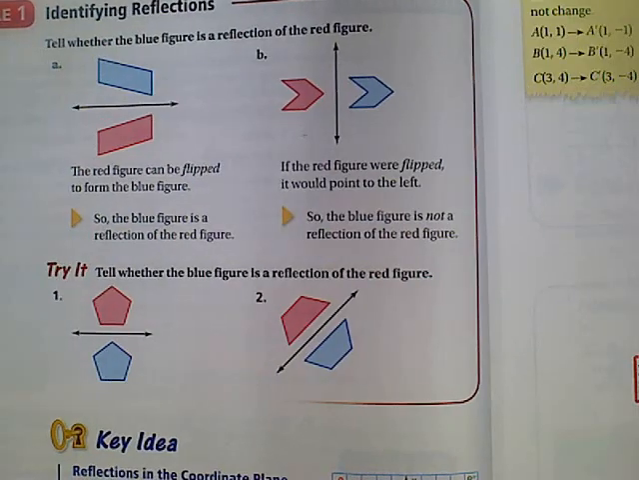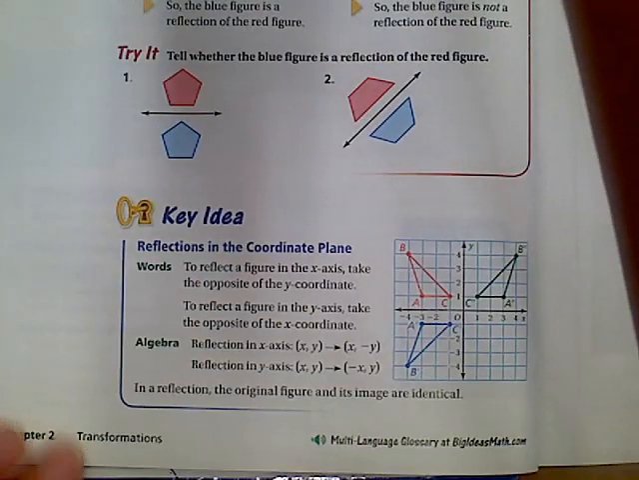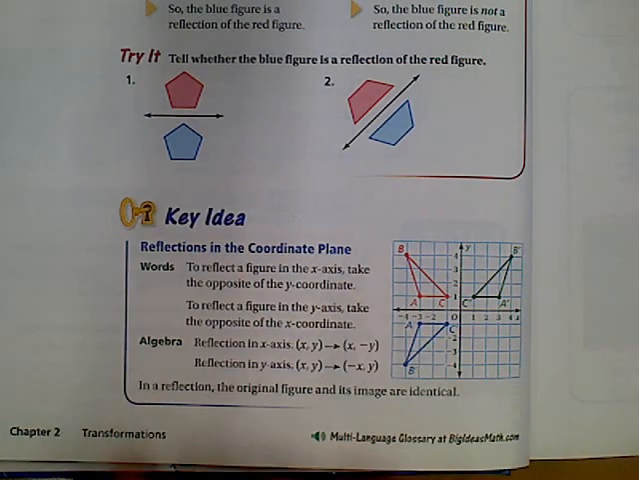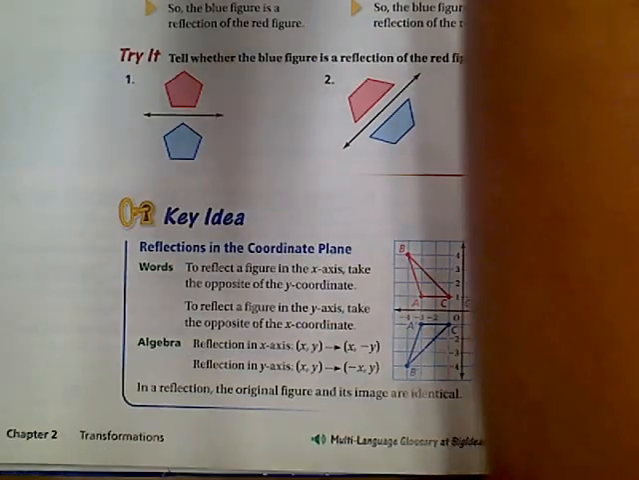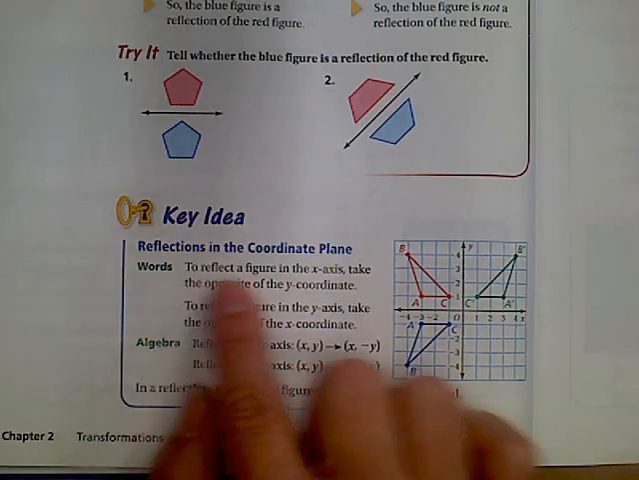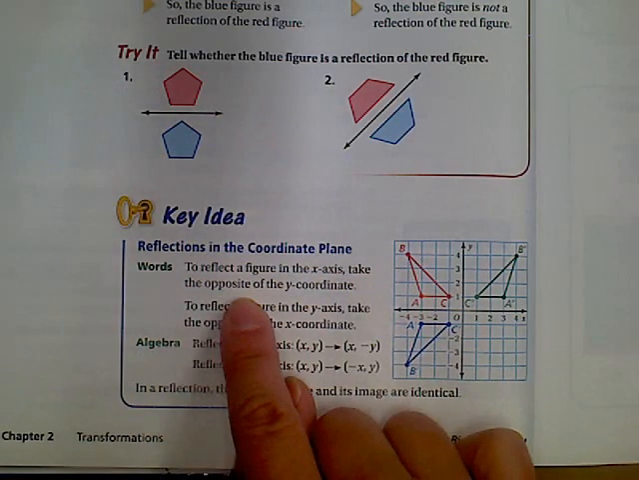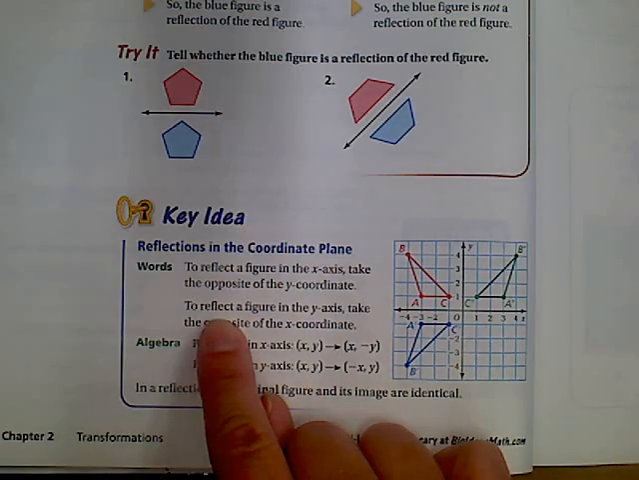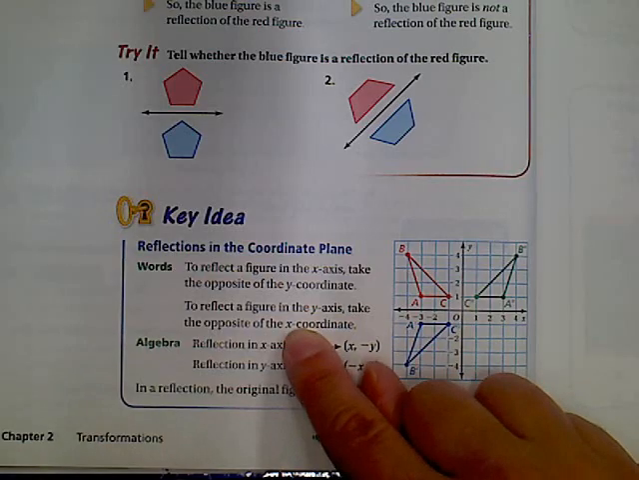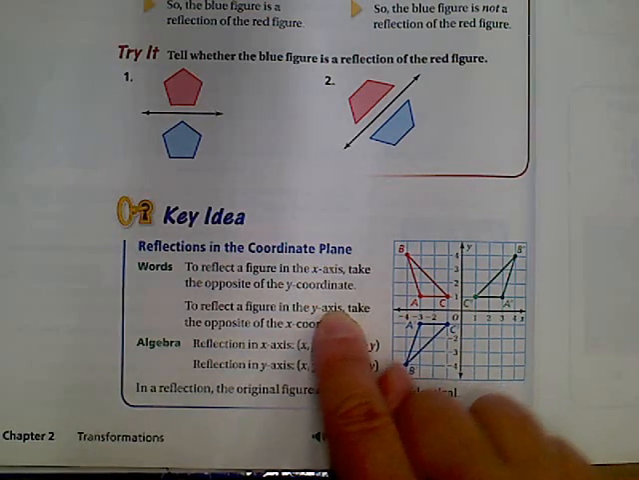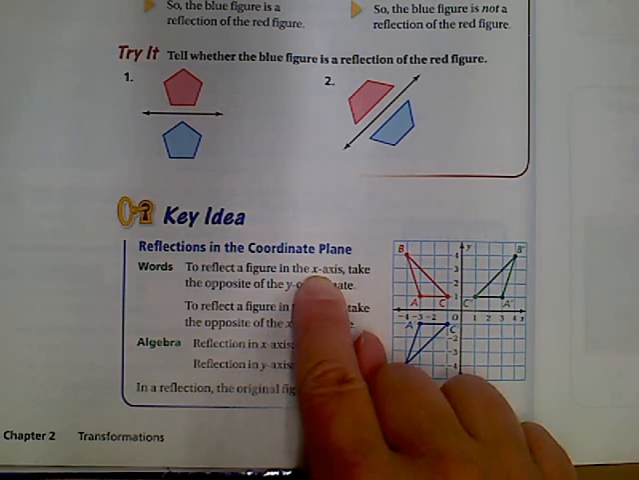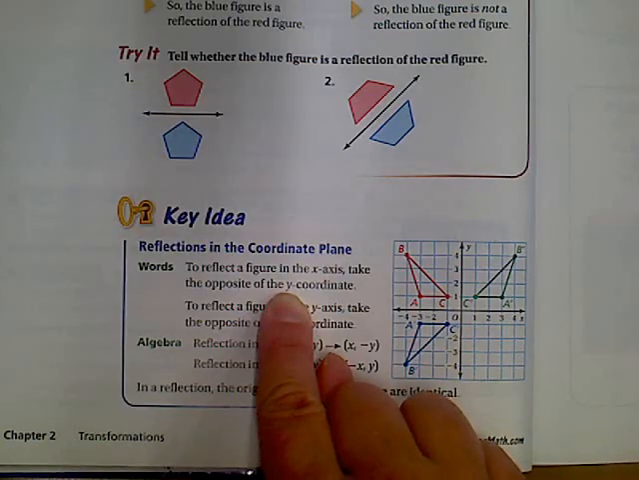A couple key ideas that we're going to talk about in our next written notes. Whoops, sorry, my camera started tipping there. All right, so in words, how would we say this? To reflect a figure in the x-axis, take the opposite of the y-coordinate. To reflect a figure in the y-axis, take the opposite of the x-coordinate. What you'll notice is these are almost opposites to each other. When we're reflecting in the y-axis, we take the opposite of the x. When we are reflecting in the x-axis, we take the opposite of the y.